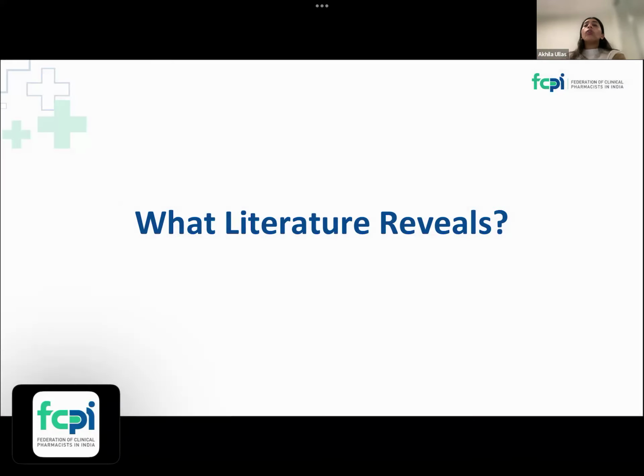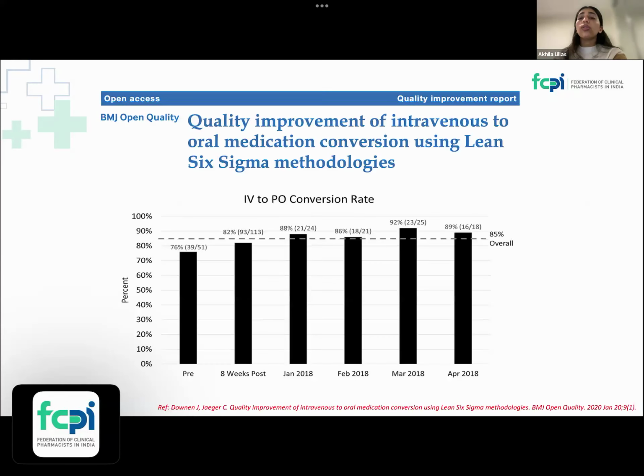And now we'll discuss what the literature reveals. This is a study conducted by clinical pharmacists. This study gives you the quality improvement of intravenous to oral medications. Some clinical pharmacists in critical care conducted a pre and post analysis of the IV to oral conversion rates. So what did they find?